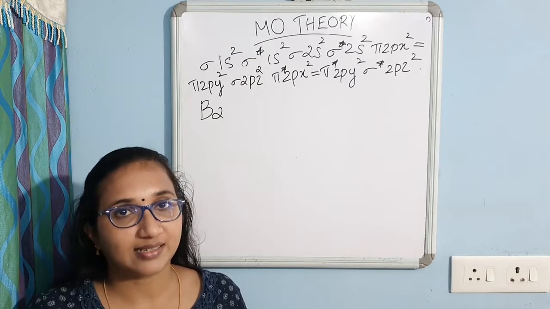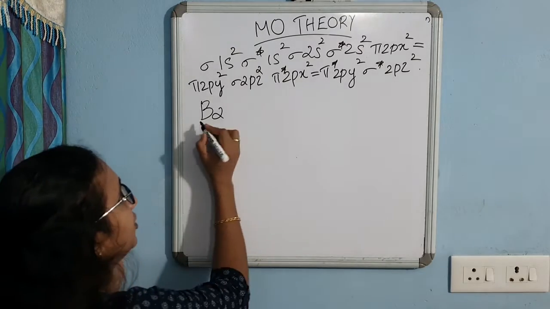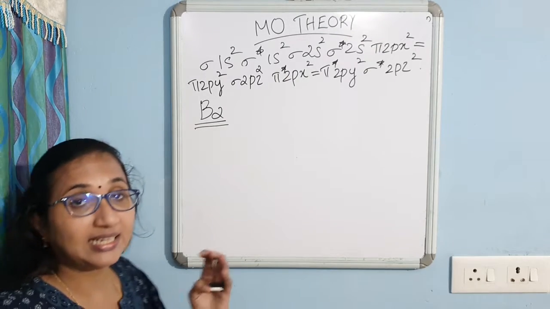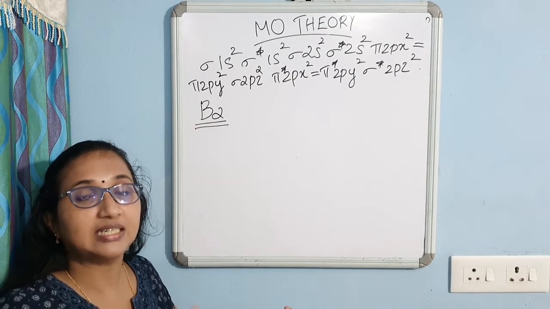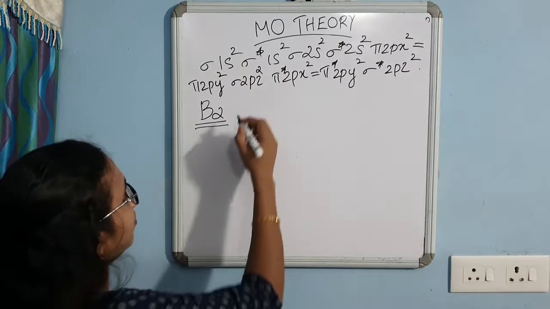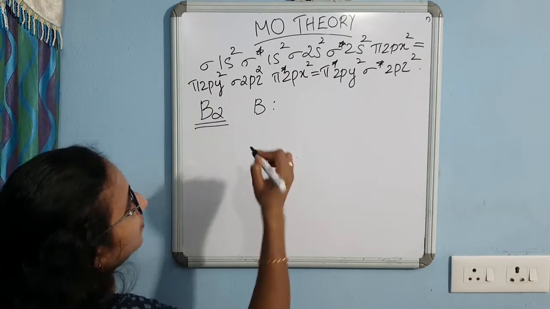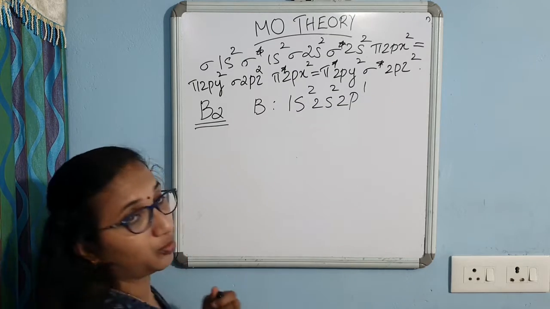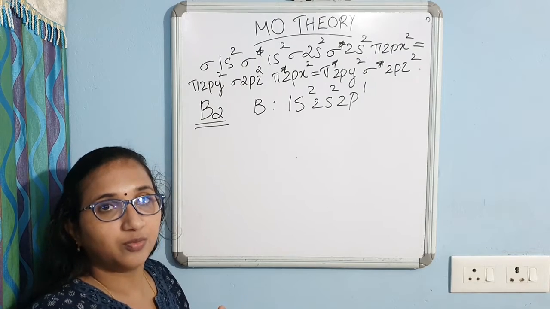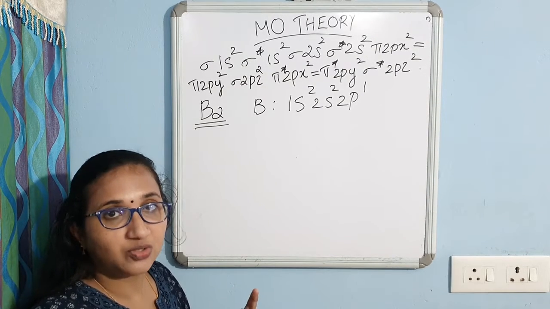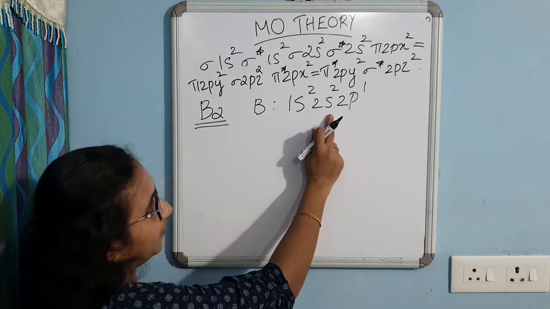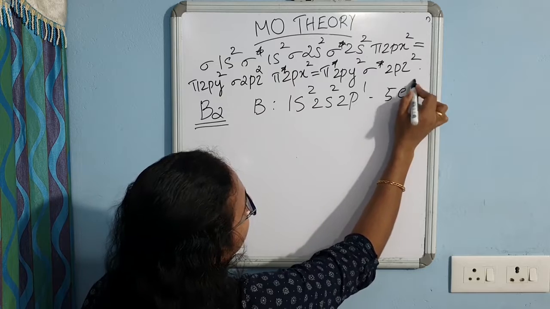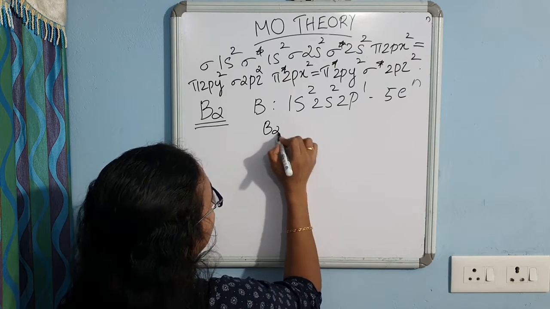Now let's take another example, that is boron molecule. We know usually boron molecule does not exist. So in MO theory, we can take any theoretical molecule, and we can see whether it exists or not. So for boron, first of all, the atomic configuration of boron is 1s2, 2s2, 2p1. It belongs to the 13th group and it has 3 electrons in the valence shell. So this is the configuration of one boron atom, that is 5 electrons. So when we take B2, it contains 10 electrons.